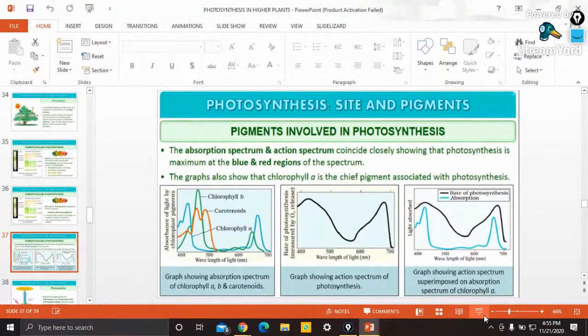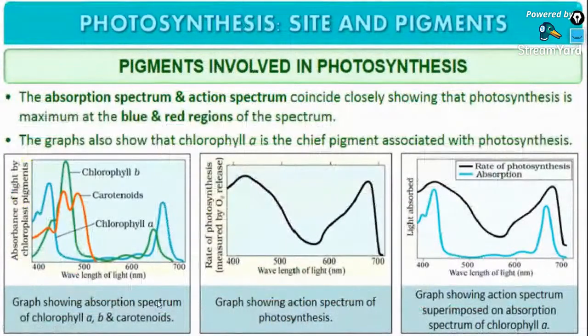Okay, so let's continue with the topic. The pigments which are involved in photosynthesis: the absorption spectrum and the action spectrum coincide. All these are chemistry and physics topics which you will study in chemistry and physics. The absorption spectrum and the action spectrum closely show that photosynthesis is maximum at the blue and the red regions of the spectrum.